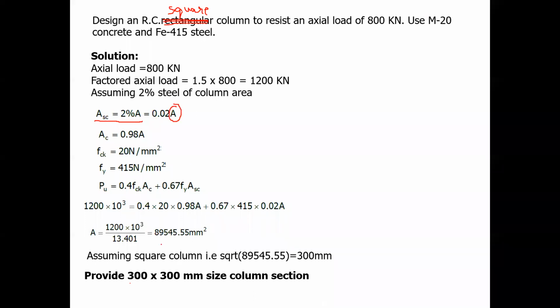A is 300 into 300, right? 90,000 into 0.02, isn't it? So AC is equal to 0.02 into A. You'll get 1800 mm square, isn't it?